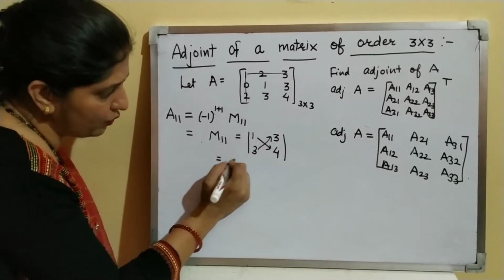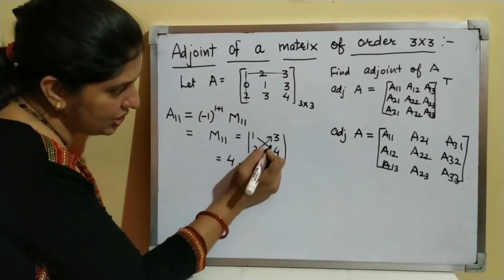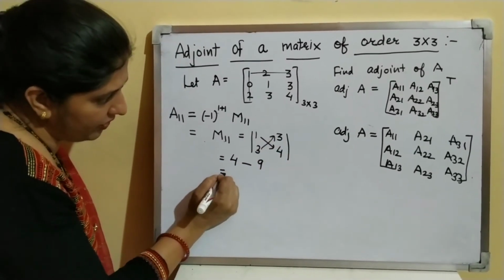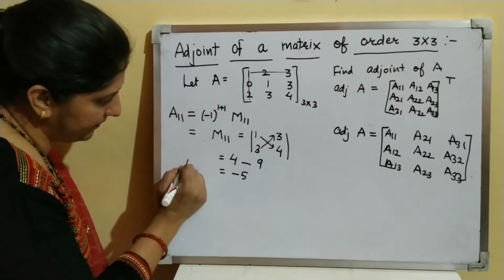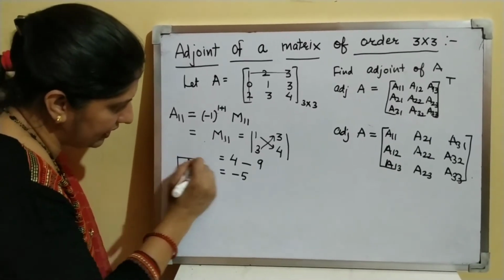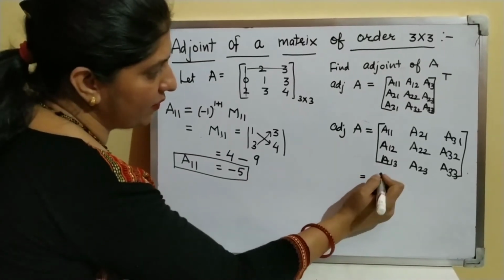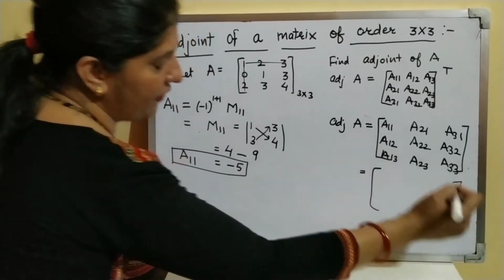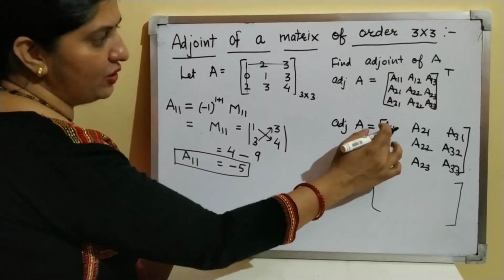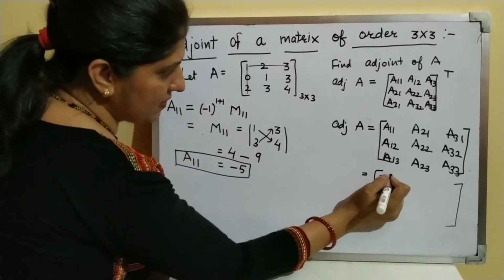We get 1 into 4, 4, minus 3 into 3, 9. We get minus 5 here. So A11 is minus 5. Means we get our first entry: the value of capital A11 is minus 5.